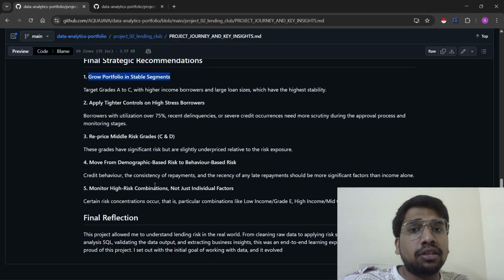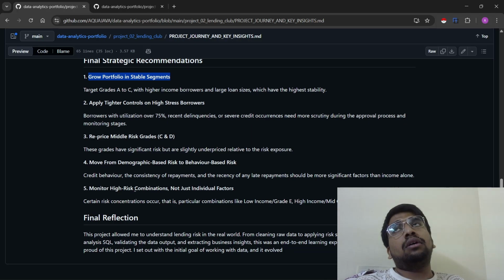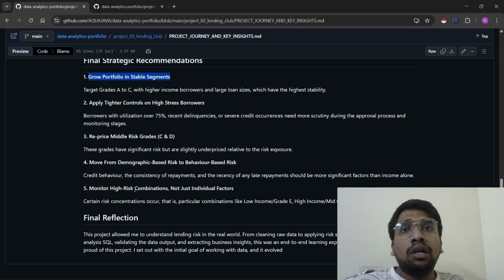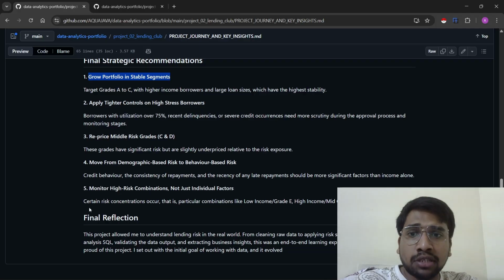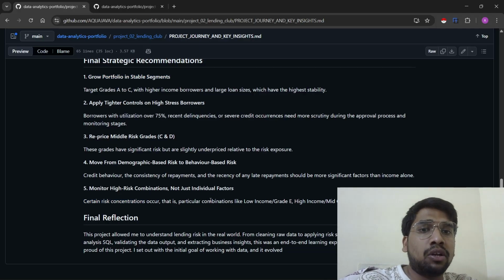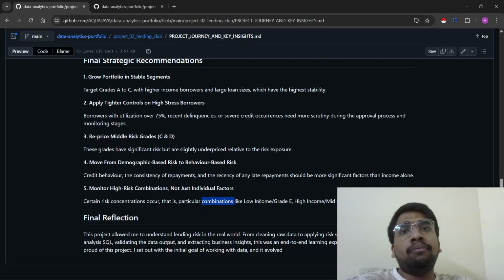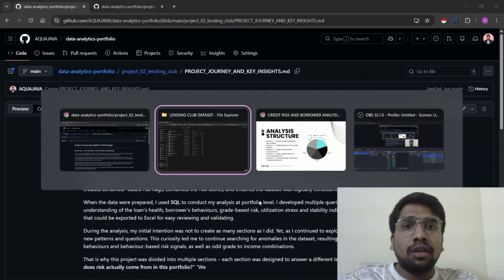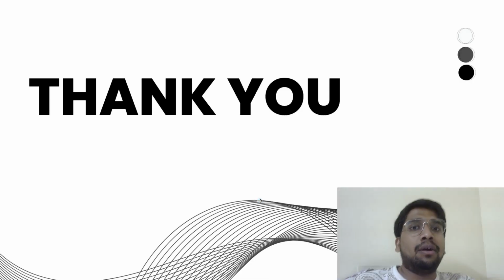Then, behavior is a really important part. And one more thing that I found important is that not just one singular factor affects the outcome, but a multitude of factors, when considered in combination, give you the exact result. Just like in the last part I've written, certain risk concentrations occur in particular combinations, like lower income and grade, higher income then mid grades, and so on. So with this, we come to the end of our project.